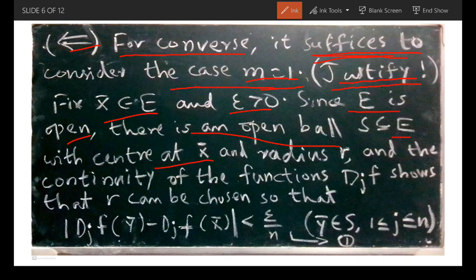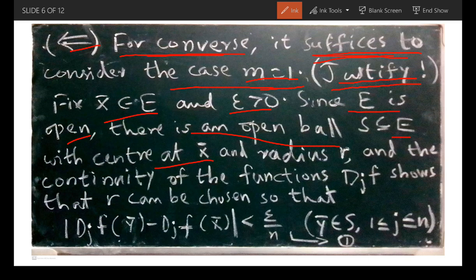Now for the converse part, what we are assuming is that all the partial derivatives are continuous. What are all the partial derivatives? Remember here f is a real function, so f has got only one component. So I will denote it by f itself. So the partial derivatives are d1f, d2f, etc., dnf. These are the n partial derivatives of f, and all these are assumed to be continuous.